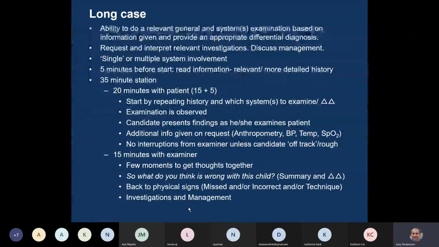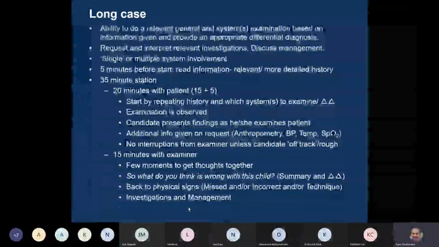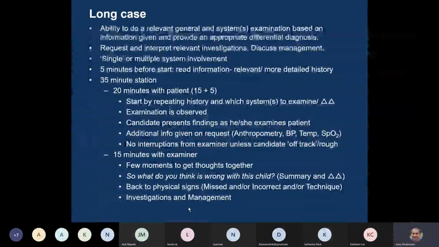Okay, so now I'm just going to go through each of the stations one at a time. Long cases, and these are going to be exactly the same in COVID, but in how they're run, they will be like they were last year, done decentralized. So the WITS candidates will have their long cases done in person, so with real patients, with real examiners present in person, and it'll be at one of the 3 academic hospitals.